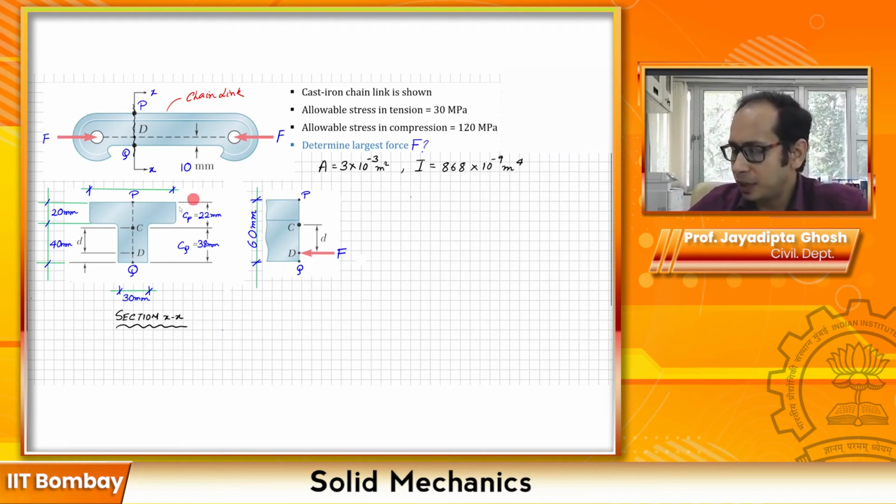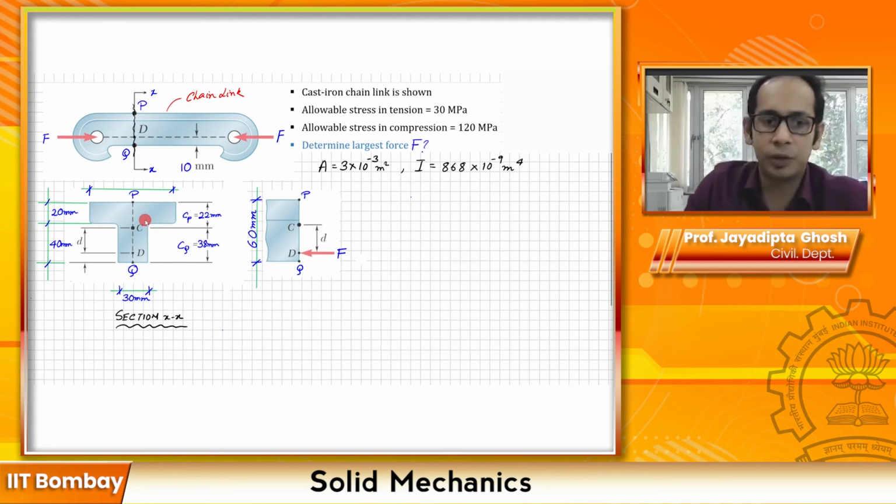You are given the area of cross section of this section that you see, that is 3000 mm square, or 3 into 10 raised to minus 3 meter square, and you're also given the area moment of inertia. All are given in terms of meters. One more thing which is already given, but you can easily calculate, and you are expected to calculate, is the location of the centroid. So this is given, but you should be in a position to compute that.